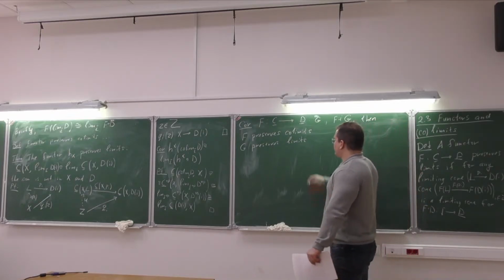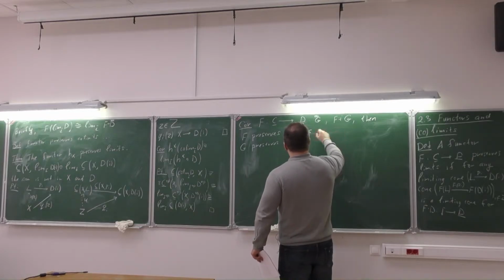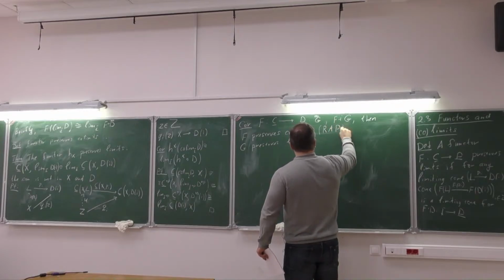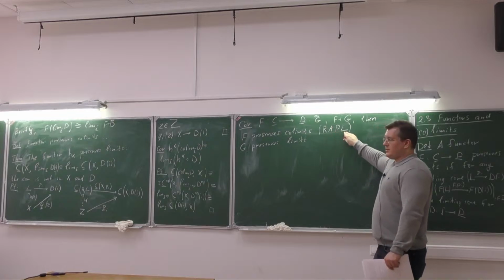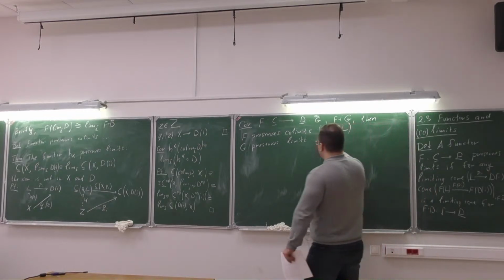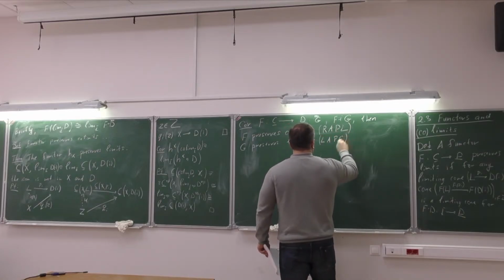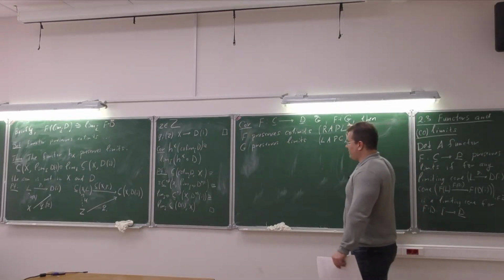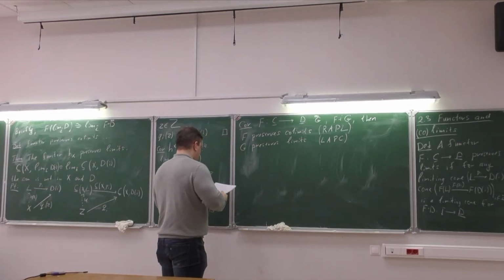Yeah, and there is also a short name for these statements. For the first statement, sometimes people say RAPL, right adjoints preserve limits, just for shortness, and the second statement is that left adjoints preserve colimits. So just an abbreviation for these two statements, and it's used quite often in category theory.